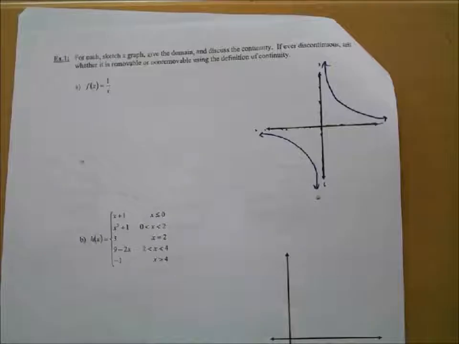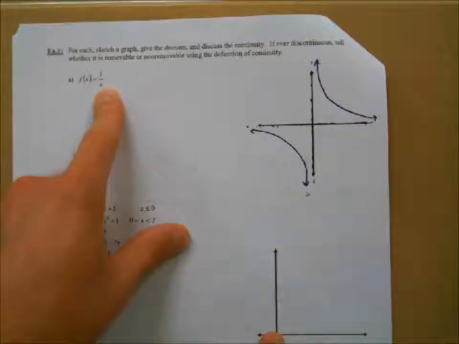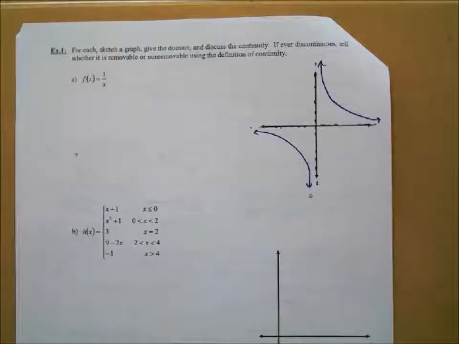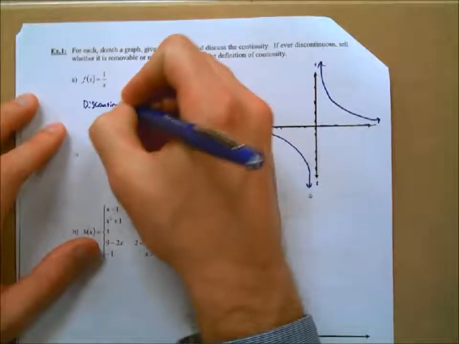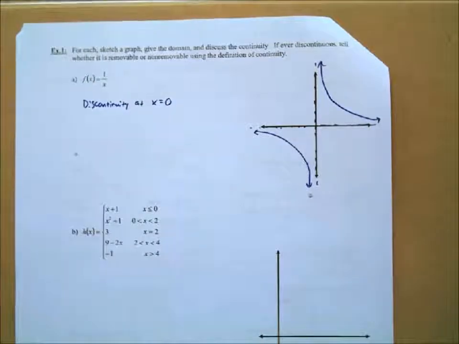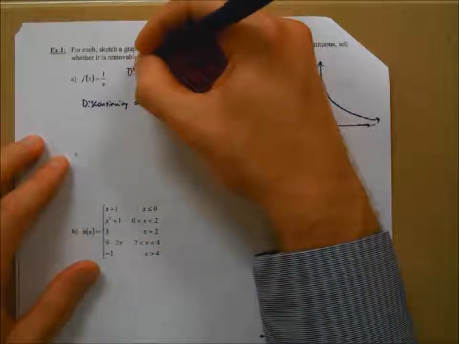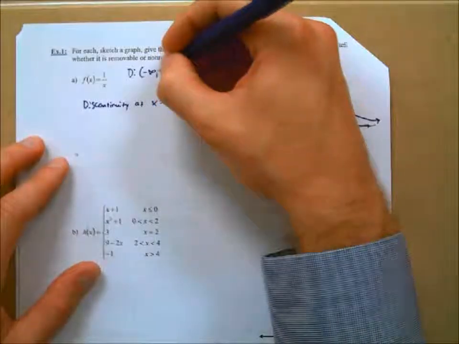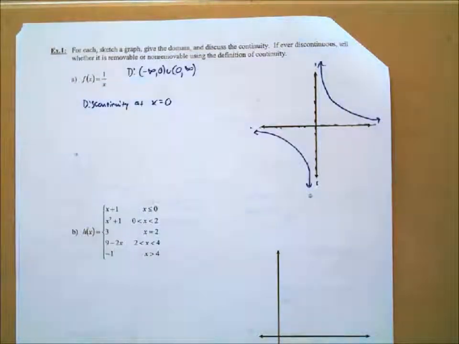So, do we have a discontinuity here? Yes! For what x value? At 0, right? And we can see that in the function too. We're dividing by 0, which makes the function undefined. So we have a discontinuity at x equals 0. So that means, what would our domain be? Negative infinity union 0, union 0 to infinity. Yeah, negative infinity to 0, union, 0 to infinity. Very good. So there's our domain.